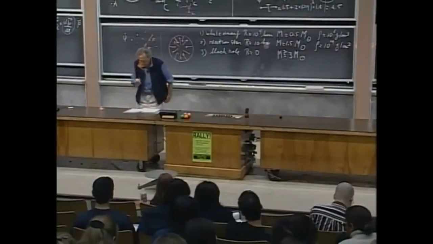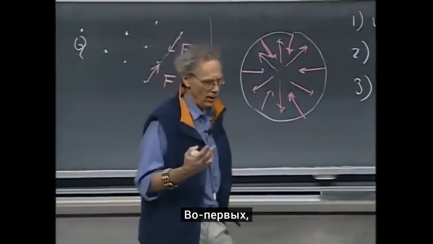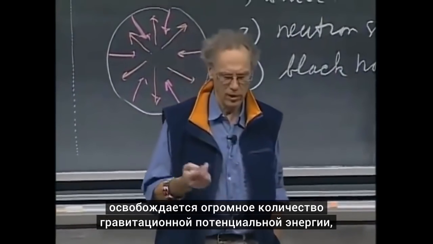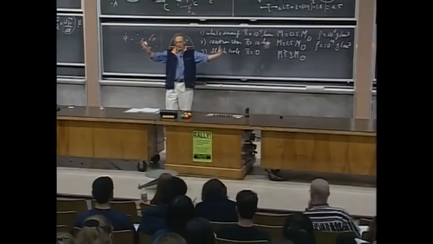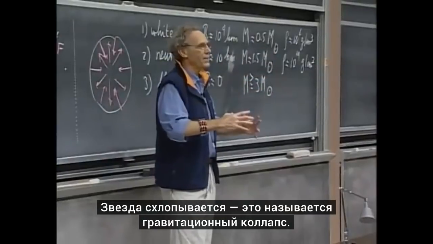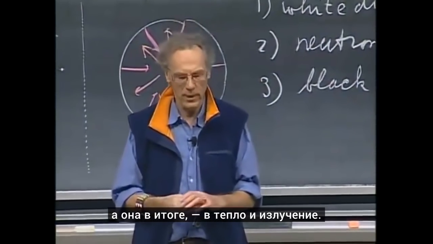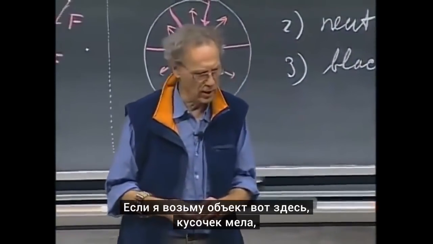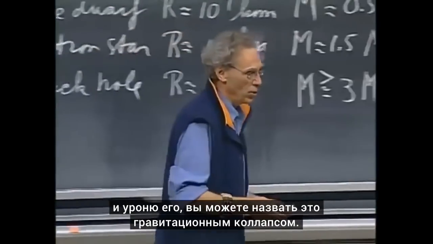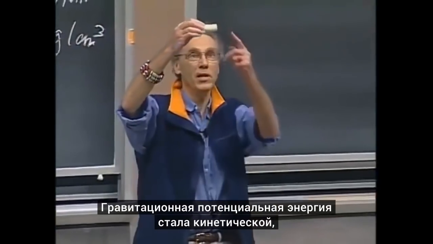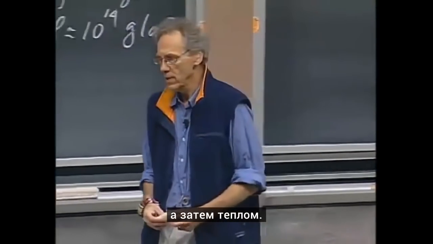When a star collapses, 2 things happen. First of all, there is a huge amount of gravitational potential energy that is released in the form of kinetic energy. The stuff falls in, we call it gravitational collapse, and that gravitational potential energy converts to kinetic energy, and that ultimately converts to heat and to radiation. If I take an object here, a piece of chalk, and I drop that, you can call it gravitational collapse. Gravitational potential energy is converted to kinetic energy, and ultimately it goes to heat.